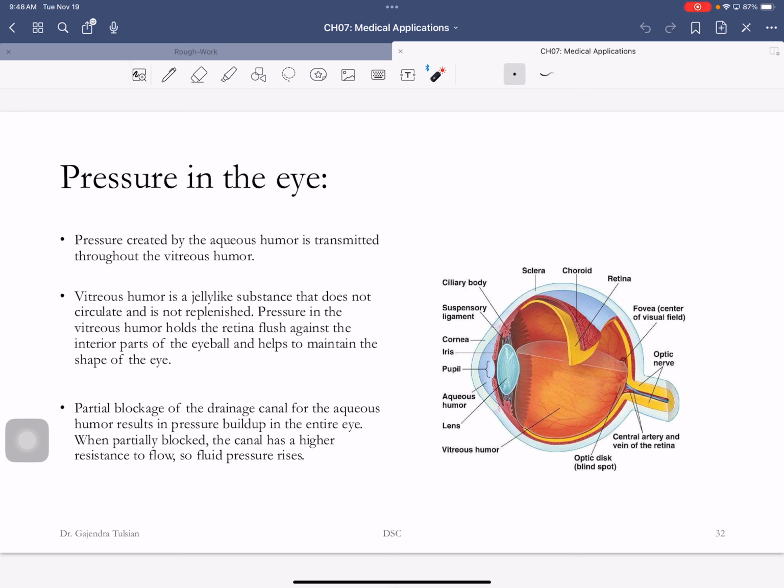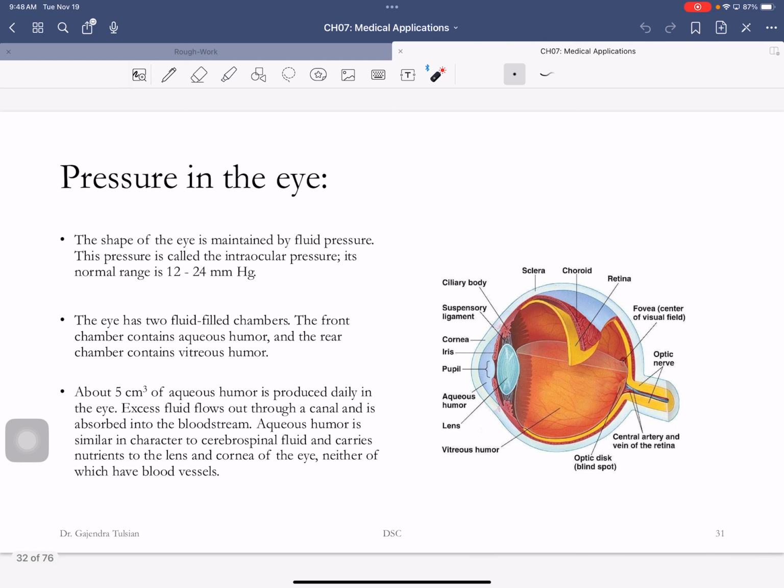Now let's look at the details. That's the big picture. The shape of the eye is maintained by fluid pressure, and this pressure is between 12 and 24 millimeters of mercury. The eye has 2 fluid chambers. The front chamber contains the aqueous humor, and the rear chamber contains the vitreous humor.